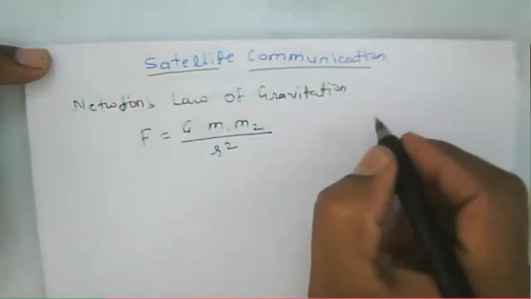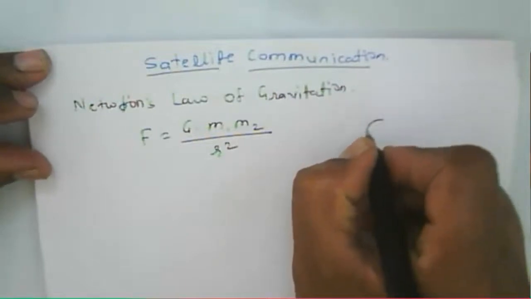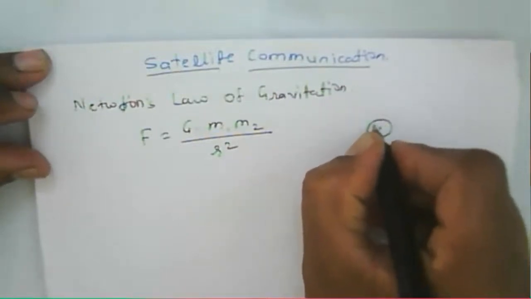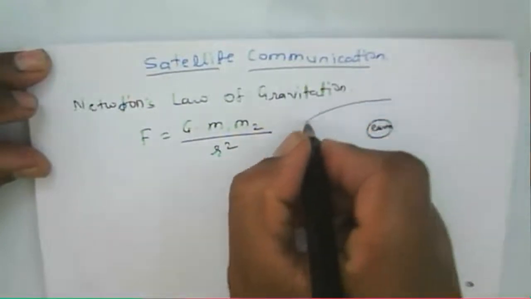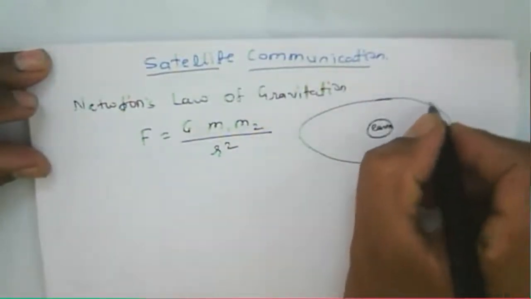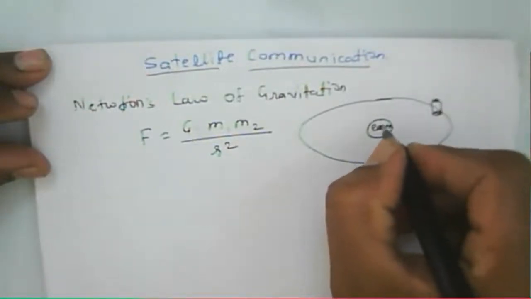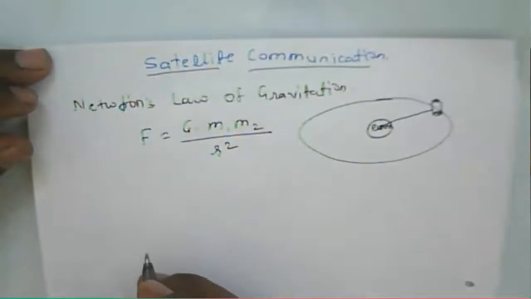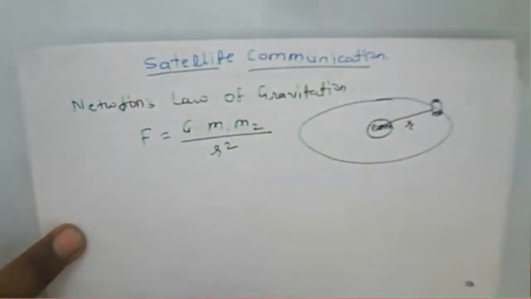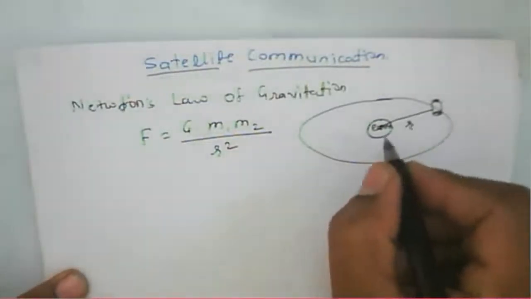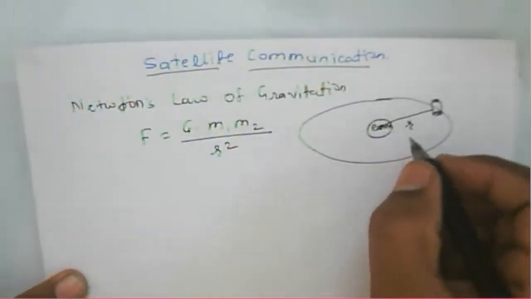Now in the case of satellite communication, at the center there is the earth, and around that a satellite is present. From the center of the earth to the satellite there is a distance, and that distance is nothing but r here. So all the distances we consider are from the center of the earth to the satellite position.